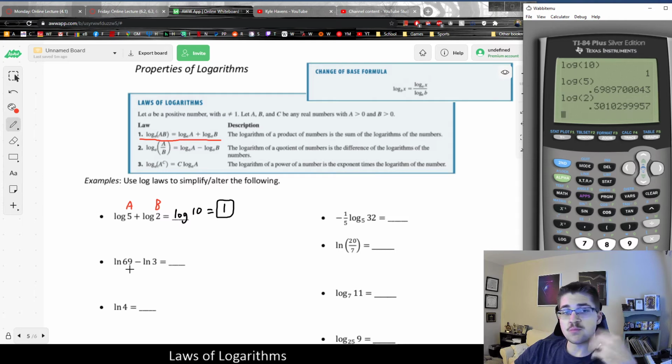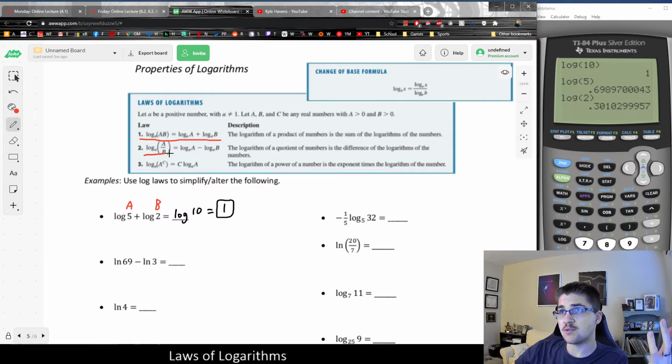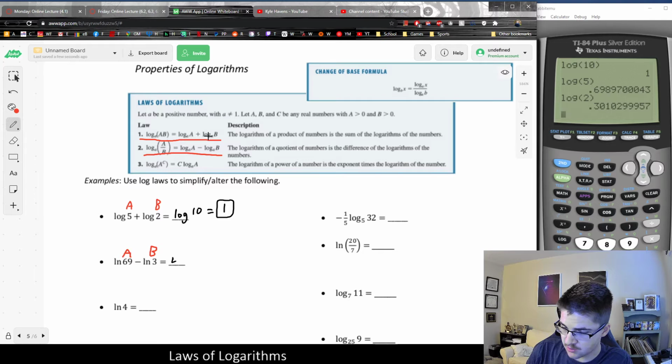Same thing for subtraction. If we have the subtraction of 2 logarithms, again, I could look at this as like A and B. What would happen is that would turn into a singular logarithm of the same base of A divided by B. So since here we have the natural log of 69 minus the natural log of 3, this would combine into the natural log of the first divided by the second. Of course, I could simplify that to 23, because 69 divided by 3 is just 23. And that would give me now a singular log.